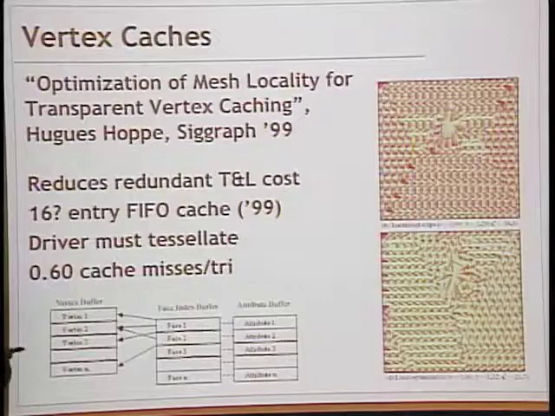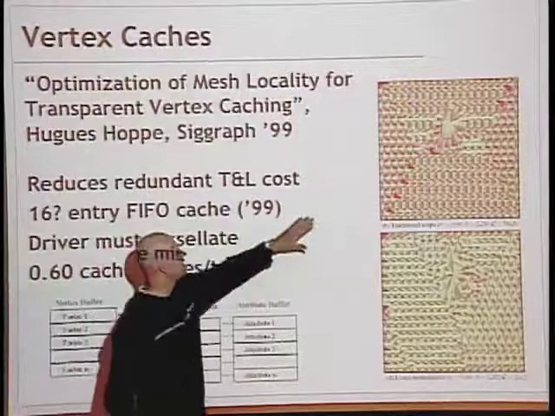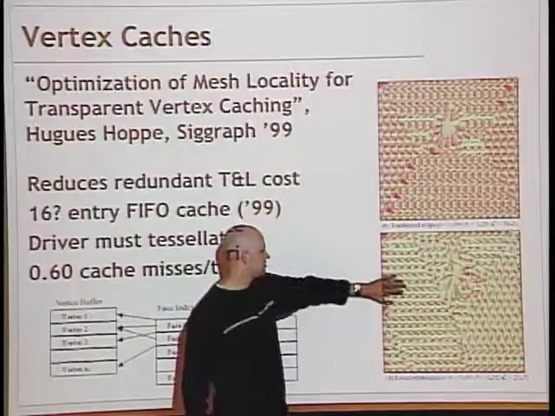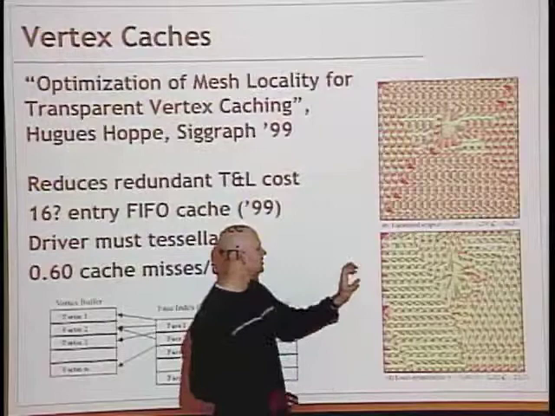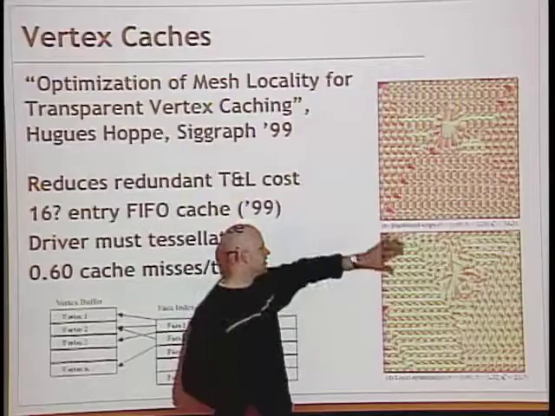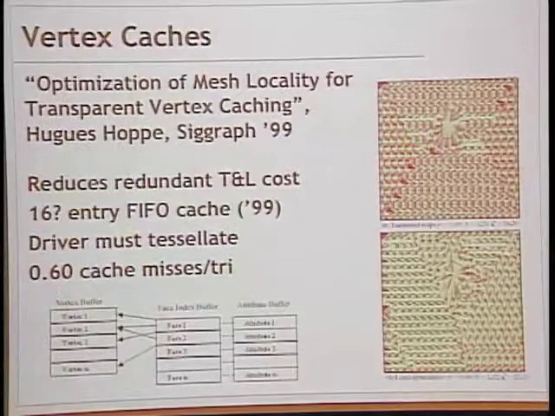So the pictures we're looking at here: this is the stupid order, where you do the whole thing in a particular order and there's no cache. And this picture is doing the same thing in a smart order and doing it with a cache. Every place you see green is a cache hit. Every place you see red is a cache miss. The big thing is that this is redder than this, right? So you have fewer cache misses when you use this particular technique, which is good. The theoretical best is 0.5 cache misses per triangle, right?